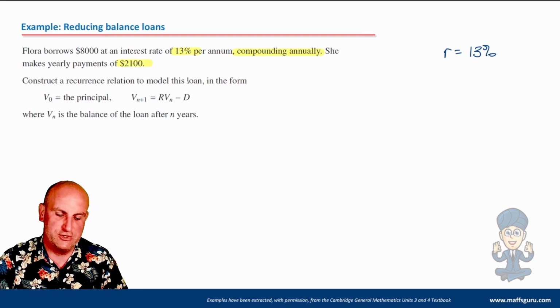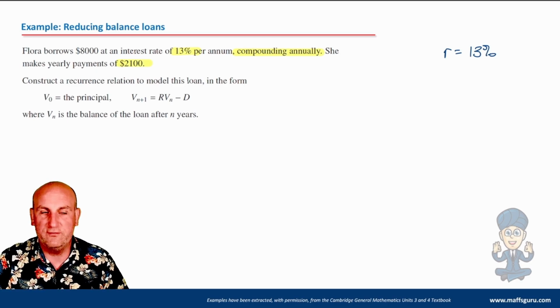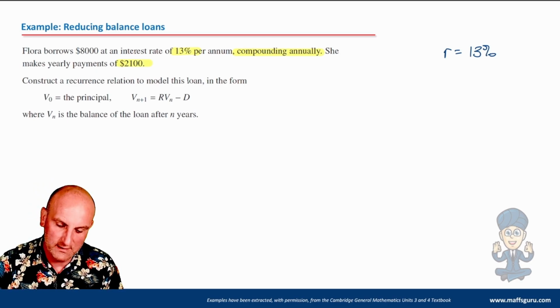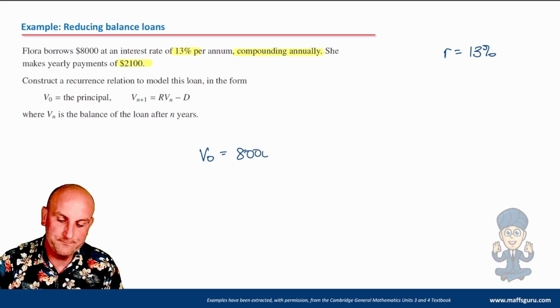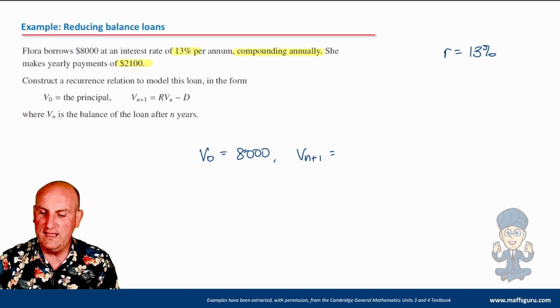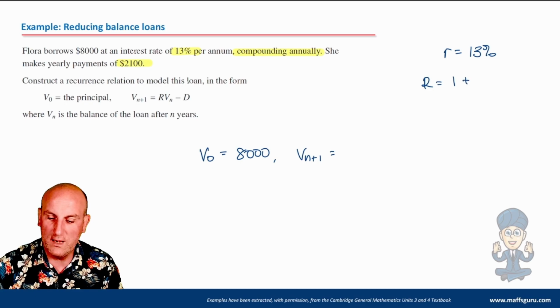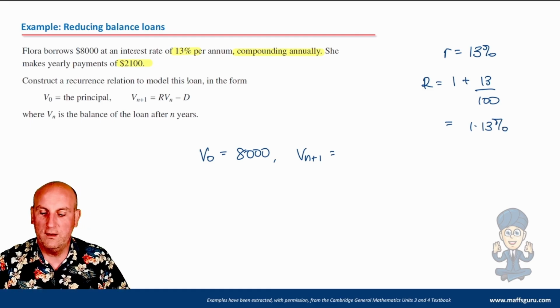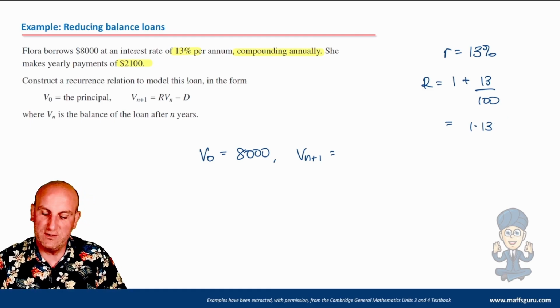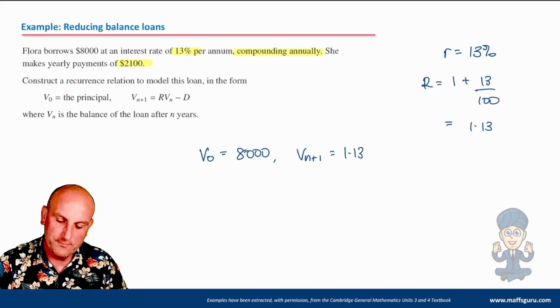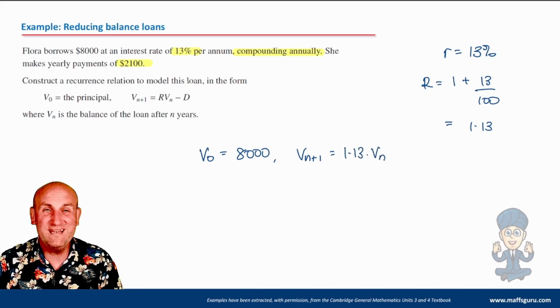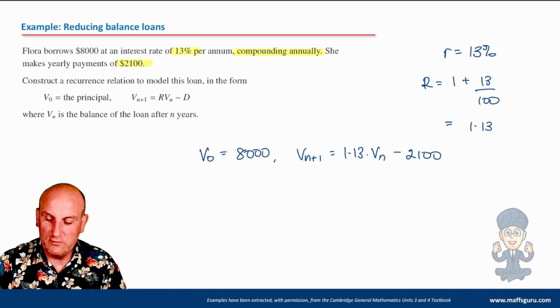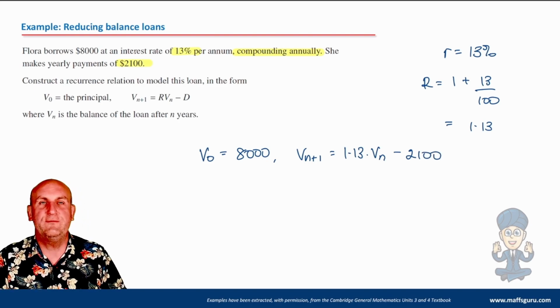Construct a recurrence relationship. Oh my God, haven't we done like 9,000 of these? Yes, but what do they say? Practice makes perfect. V0 is equal to 8,000, comma, V of n plus 1 is equal to R. I want capital R. I don't have capital R, I have little r. Oh, but I can work out capital R as 1 plus 13 on 100. And again, I can do that one in my head as 1.13. Sorry, not percent, because it's a multiplier. So that becomes 1.13 times V of n minus D. What is that? Oh, that's a payment. Oh, well, hold on. She's making yearly payments. So minus 2,100.